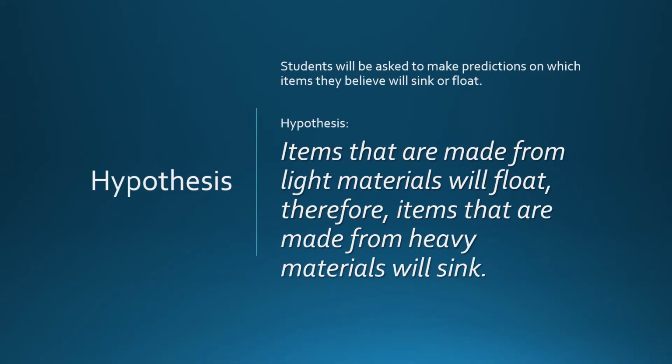The hypothesis of this experiment is items that are made from light materials will float, therefore, items that are made from heavy materials will sink. The assumption that something will float or sink depending on weight is relative to the size of the object as well as the material it is made from. The underlying concept being learnt here is density. For the purpose of this experiment, the hypothesis simply states light and heavy materials as terms such as density are too advanced for early stage 1.